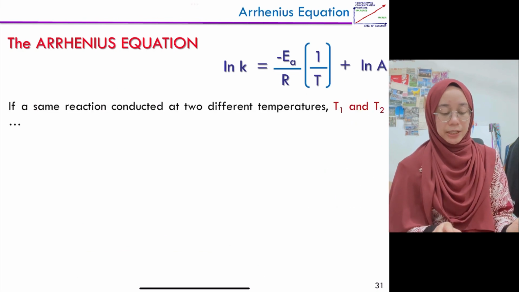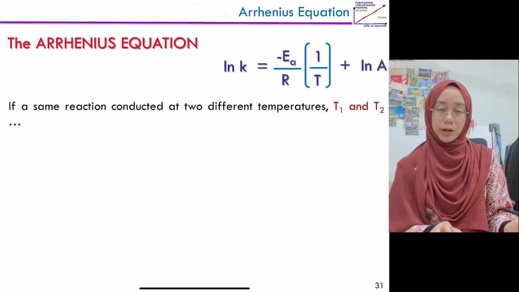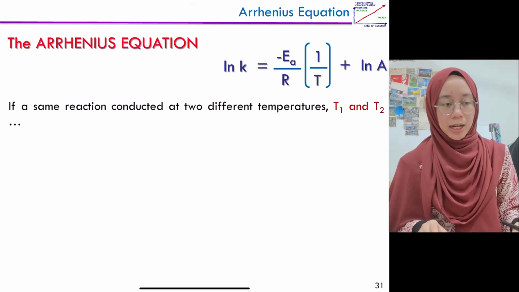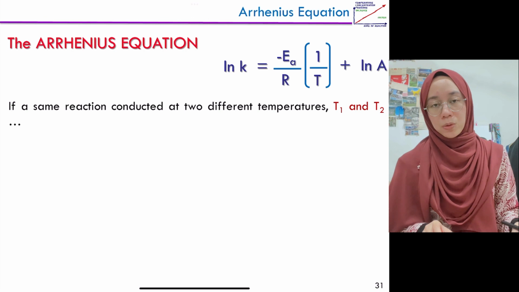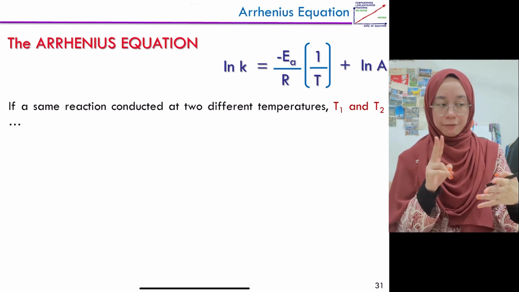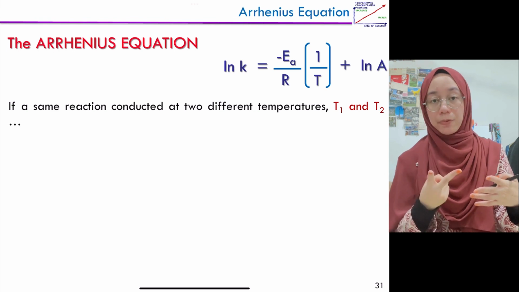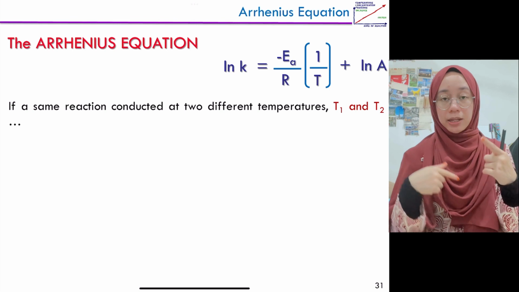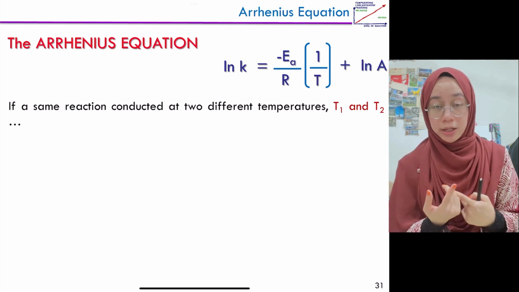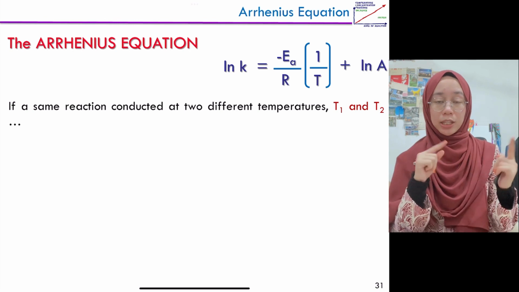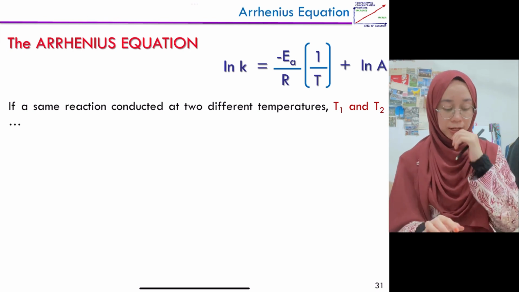Okay, so if a same reaction conducted at two different temperature, T1 and T2, okay, so now kita akan tengok pula macam mana kita nak guna Arrhenius equation ni tadi untuk kira if ada dekat dua temperature yang berbeza. Because you have to know that once temperature berubah, the value of K akan berubah juga. Okay, tapi activation energy dia sama lah. Okay, activation energy dia sama. Tapi kalau kita ubah temperature, K akan berubah juga.